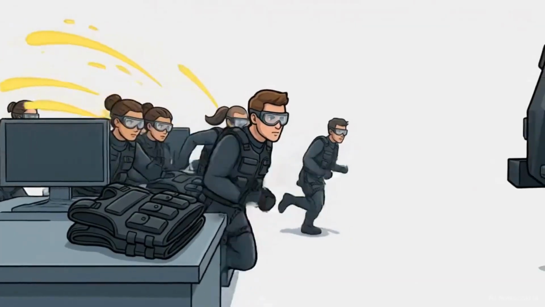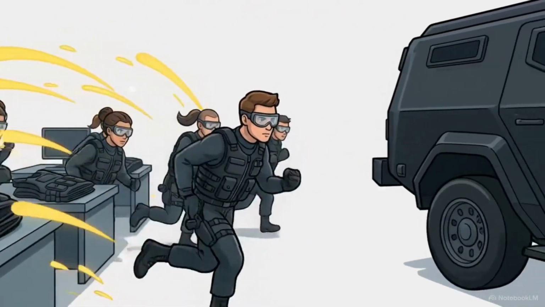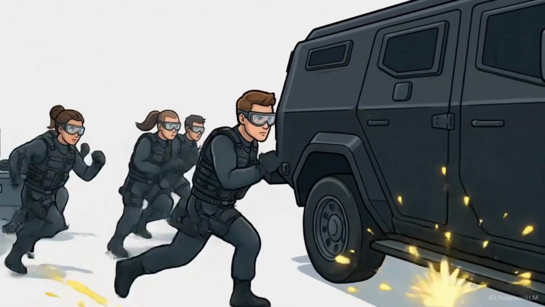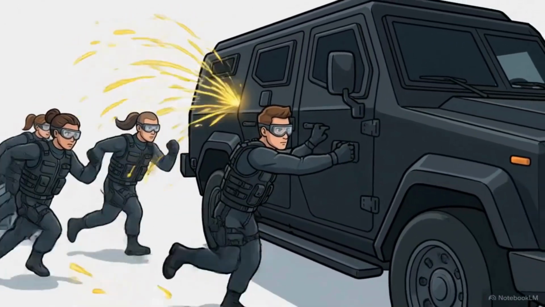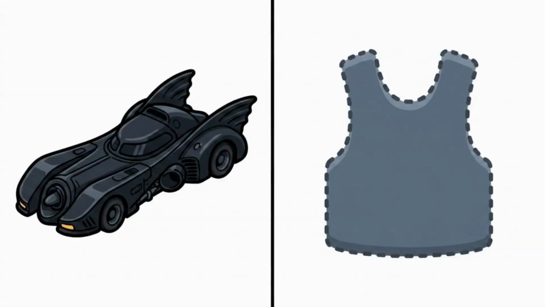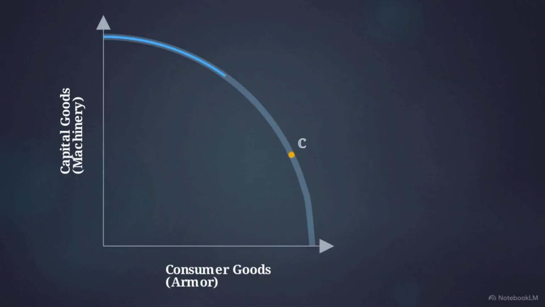Suppose the Joker launches a sudden attack on the city's infrastructure. Batman must immediately reallocate resources to produce Batmobiles, pulling engineers away from body armor. This shift illustrates opportunity cost. Opportunity cost is the value of the next best alternative that is foregone when a choice is made. Moving the point up the curve from C to B secures machinery, but causes an unavoidable drop in body armor.